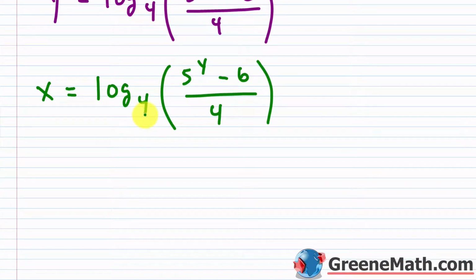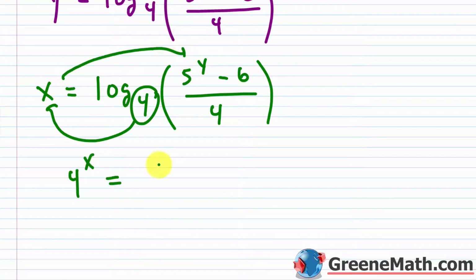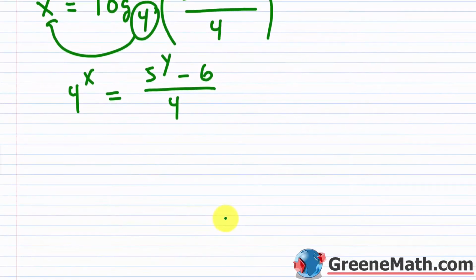So I'm going to say 4, the base here, raised to the power of x. So 4 to the power of x is equal to this guy right here. So you have 5 to the power of y minus 6 over 4. Now I want to solve for y. And so to do that, I can clear the denominator here by just multiplying both sides by 4.